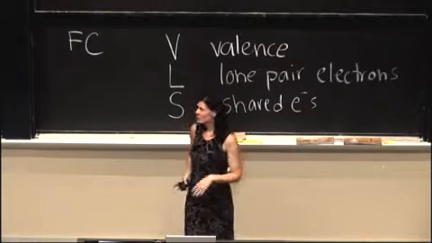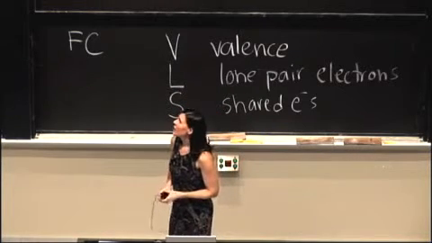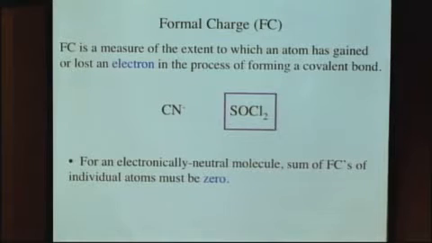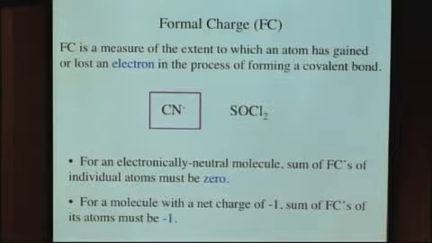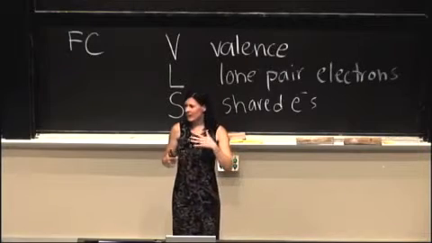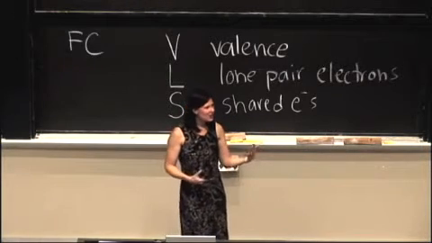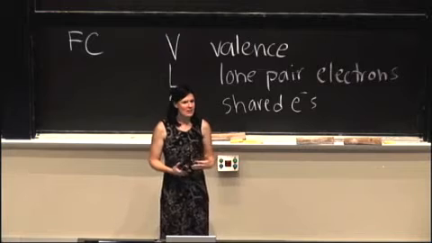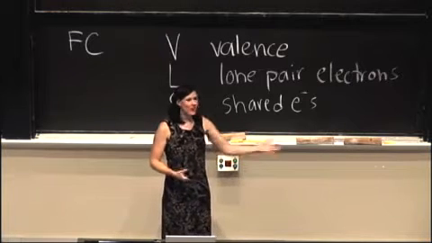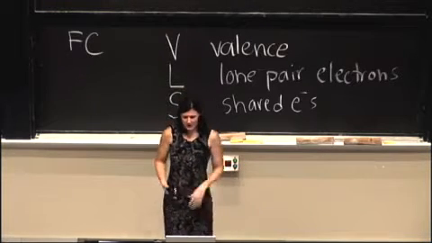If we think about the second case here, where we have CN minus, now we're talking about a molecule with a net charge of -1. So that means if we add up all of the formal charges within the molecule, what we would expect to see is that they sum up to give a net charge of -1. So we can do this for any final charge we have. If we have a molecule that has a charge of +2, then all of the formal charges should add up to +2, and so on.